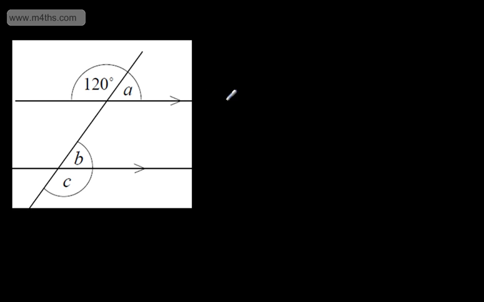Okay, so let's go for this one. 120, A, B and C. With all of these problems, you don't have to do them in alphabetical order. Straight off, I'm going to find A. A is going to be equal to 60 degrees. Angles on a straight line sum to give 180, so A is 180 minus 120. At this stage, I'm going to say that B is also going to be 60 degrees. The reason B is 60 degrees is that A and B are corresponding angles.